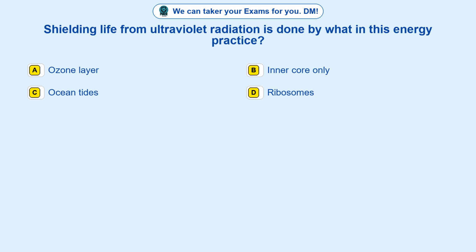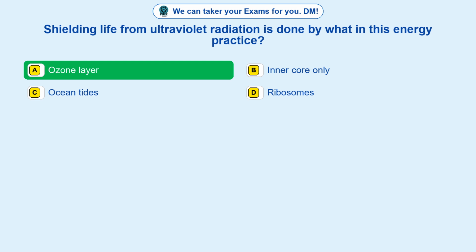Question 97. Shielding life from ultraviolet radiation is done by what in this energy practice? Option A, ozone layer. Option B, inner core only. Option C, ocean tides. Option D, ribosomes. The correct answer is option A, ozone layer.